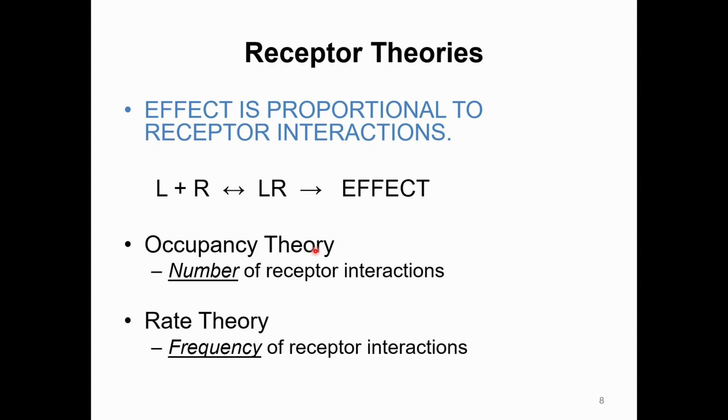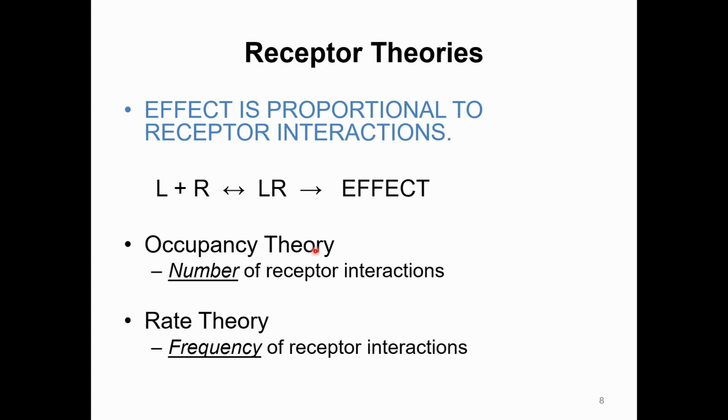Another way to look at this is rate theory, and this is the frequency of receptor interactions. So if you have a high affinity interaction between a ligand and a receptor, then most of the time that receptor is going to be bound with the ligand. If you have low affinity, then that ligand can easily dissociate, fall off, right? And you'll have less proportion of time that receptor is occupied. And so these are two different ways to think about the problem, but in reality, both are probably happening at the same time. But to think about this, we can take them one at a time.